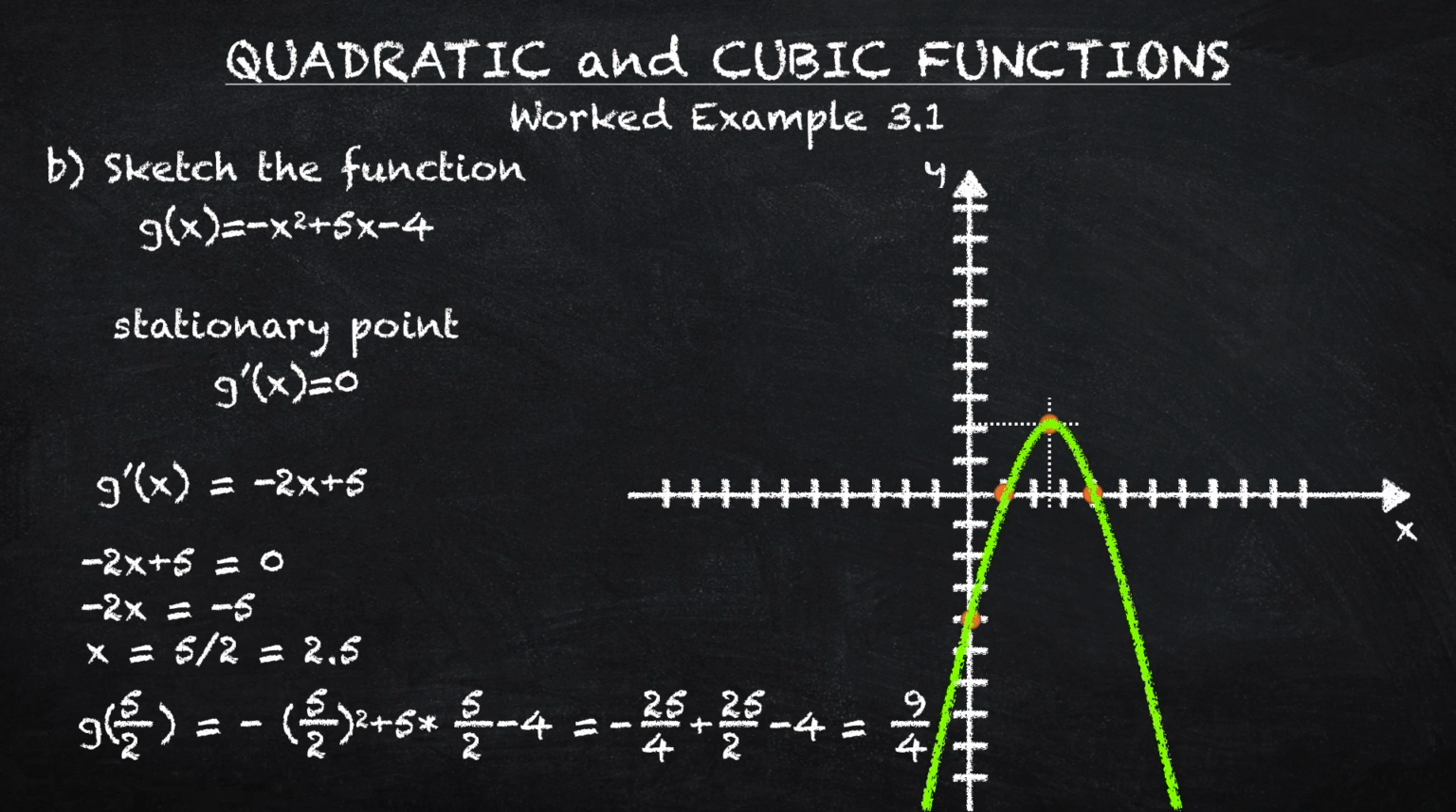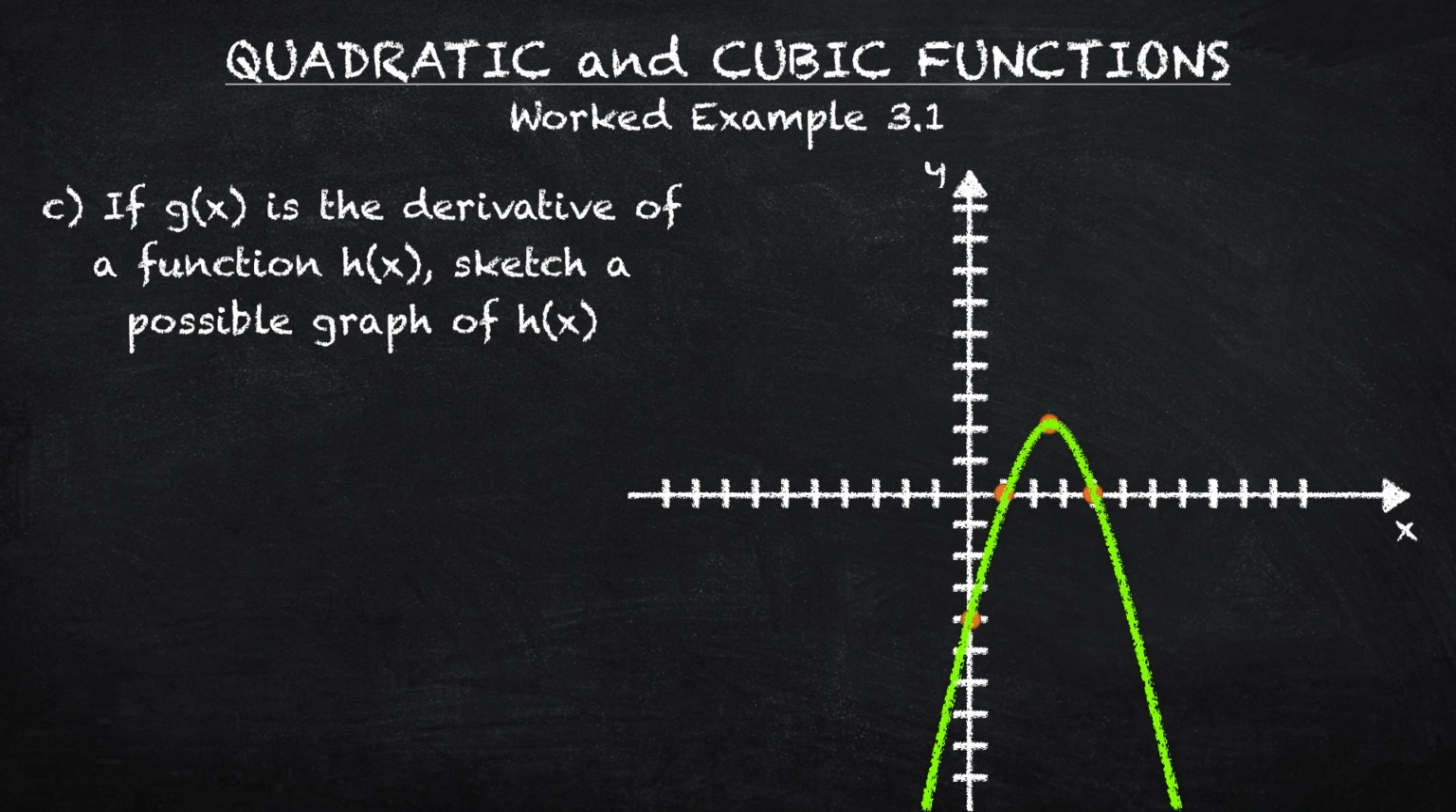The exercise has a second question, which is, if the function g that we have just drawn in green is the derivative of a function h, what is a possible graph of h? Okay, so we don't have any information on h. We just know that its derivative is the function g, and the function g is a quadratic function.